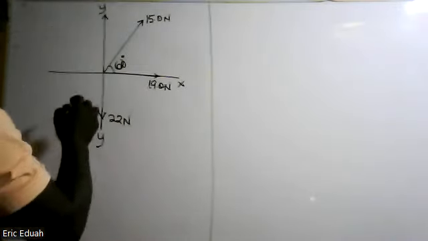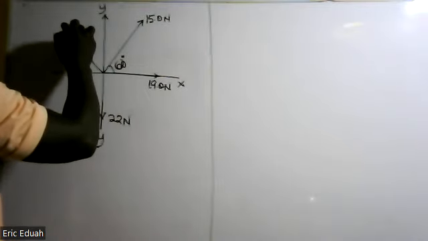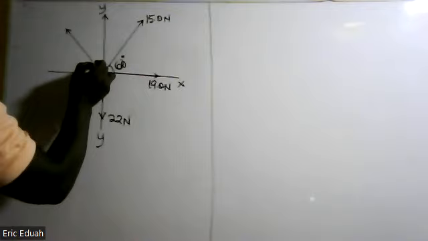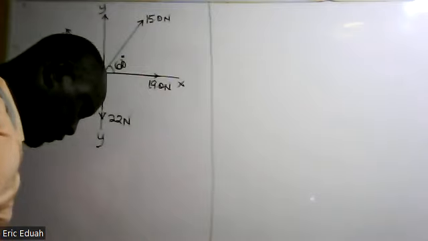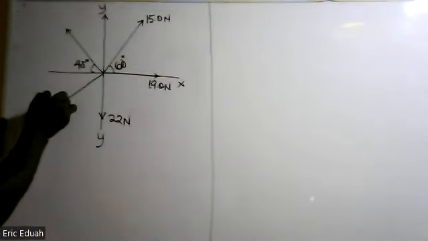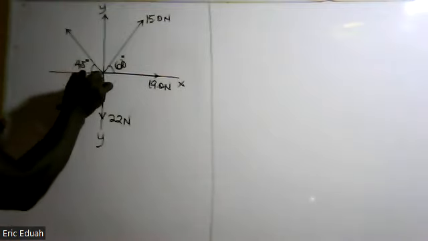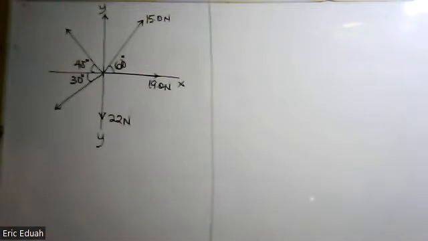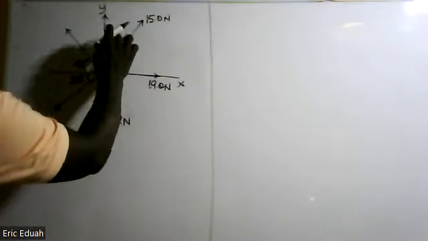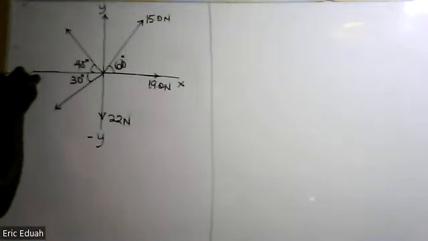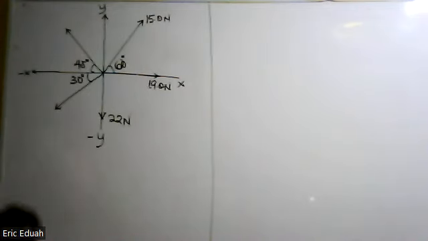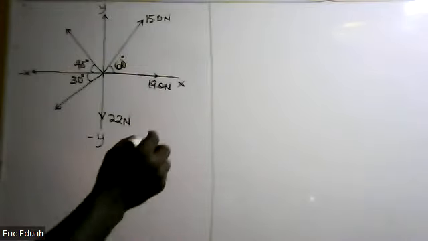Then 16 Newton acting at 45 degrees. Then lastly, we have 11 at an angle of 30 degrees to the x-axis. Right, so 1, 2, 3, 4, 5. Now the question demands that we find the magnitude and direction of the resultant. So as we've been doing.